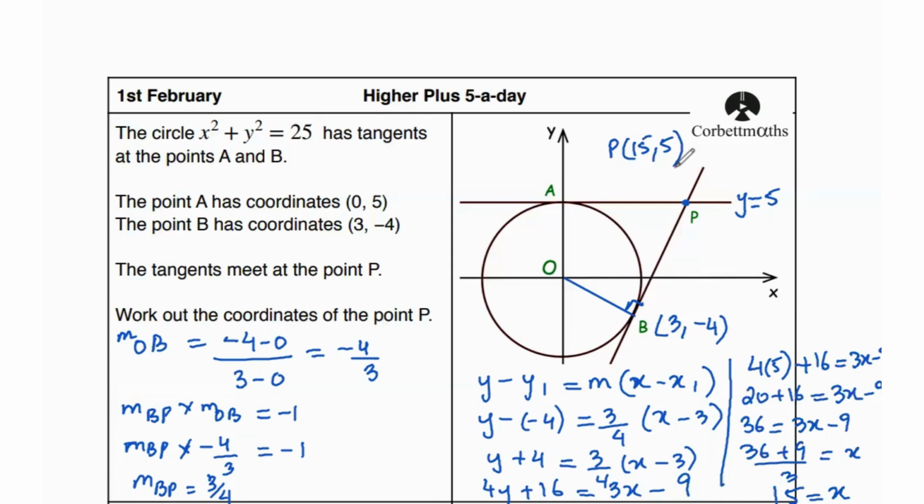Main thing to remember is that the radius always makes a 90-degree angle with the tangent. Hence, we can use the principle for gradient of perpendicular lines where both the gradients get multiplied and always equal negative 1. So with that, we can easily solve the question and find the coordinates of P.